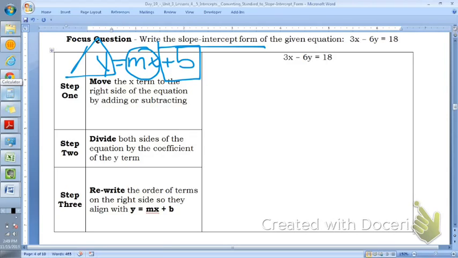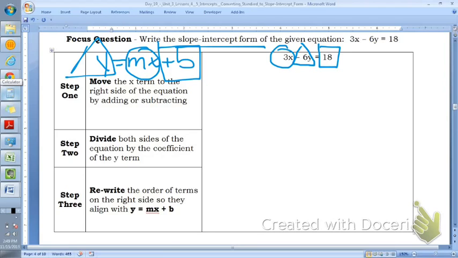Kind of in the same pattern of if you always put a triangle around your y term, let's do that here, a circle around your x term, and a square around your constant. You can see that this pattern currently, circle, triangle, equals square, that's your standard form. When you have 3x minus 6y equals 18 here, that's standard form. We need to get it into slope-intercept form.